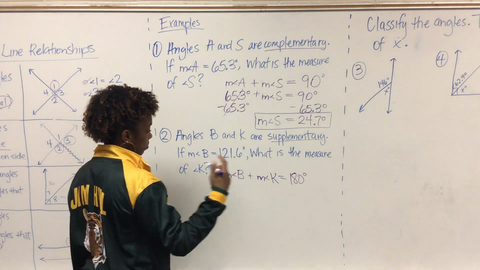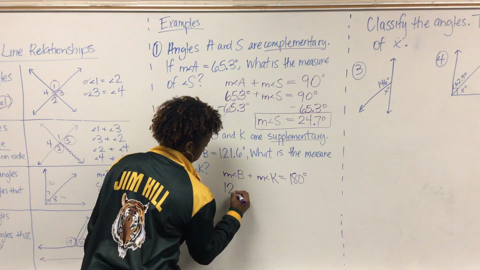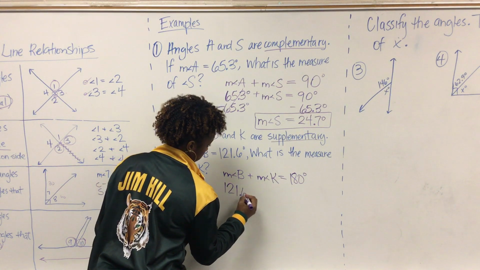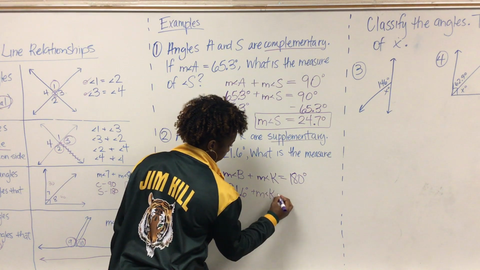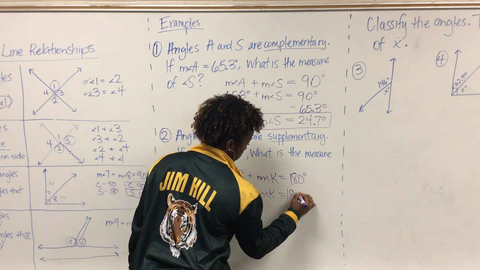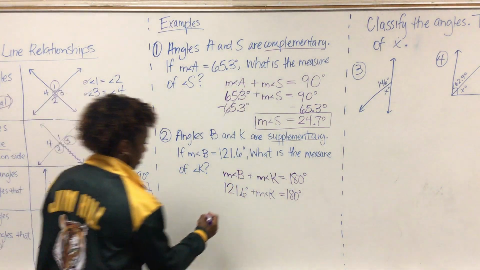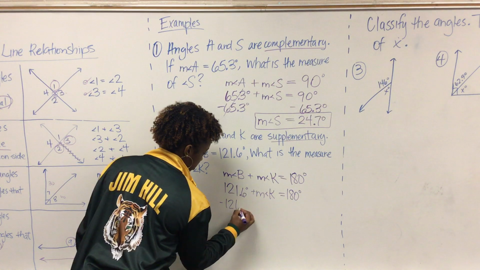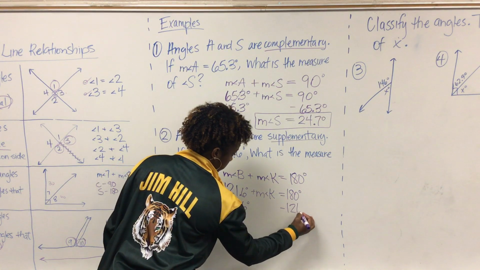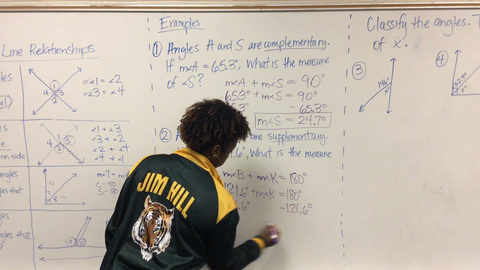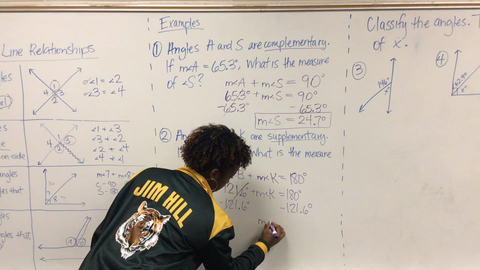So sub in what I know. I know the measure of angle B, that is 121.6 degrees. I do not know the measure of angle K. I do know they both equal 180 degrees. So just as the top, I need to subtract the measure of angle B on both sides, which is 121.6 degrees. This cancels out.